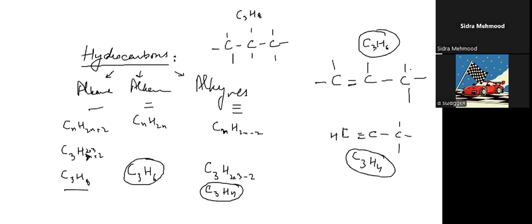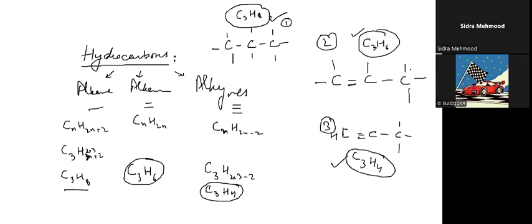Are you getting this point? The carbon atoms are 3 in all these 3 cases, the ones I've just picked. So this 1, 2, and 3. All these 3 structures have the same 3 carbon atoms, but the number of hydrogens is different in each case.